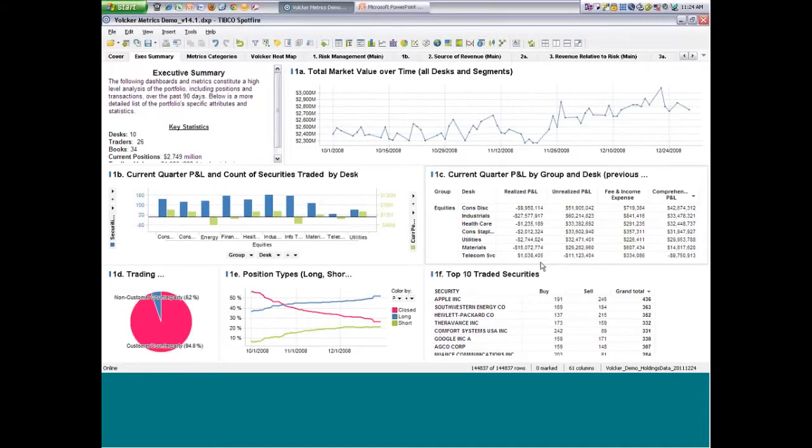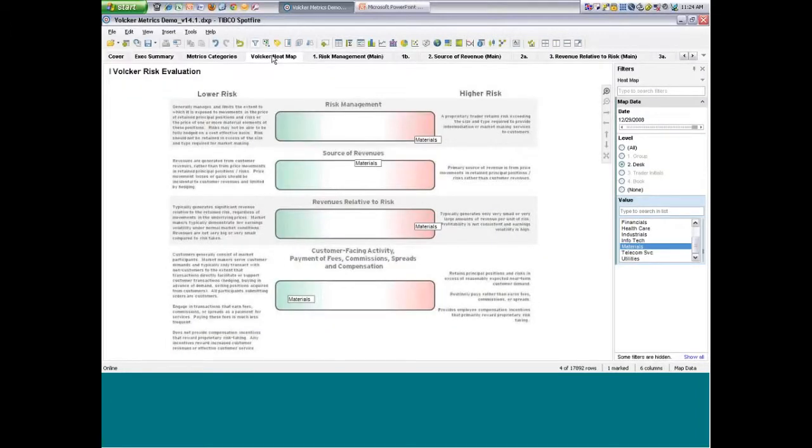Over in 1C, we're looking at a view of the realized and unrealized P&L, fee and expense income, as well as their comprehensive P&L. And then down on the bottom, we have some additional trading information. What customer counterparties are we trading with? Which non-customer counterparties are we trading with? And what are the types of positions being traded? Are they long, short, or was it sell or buy to close?